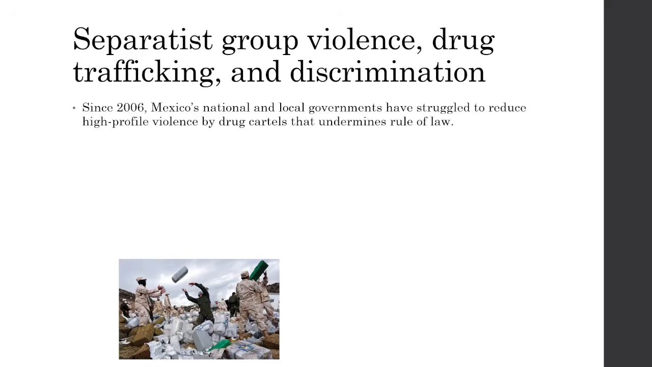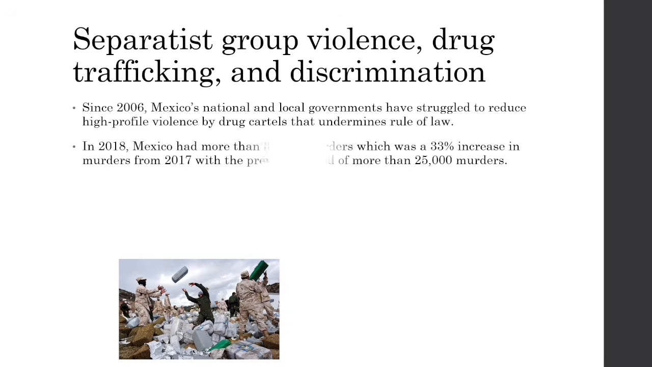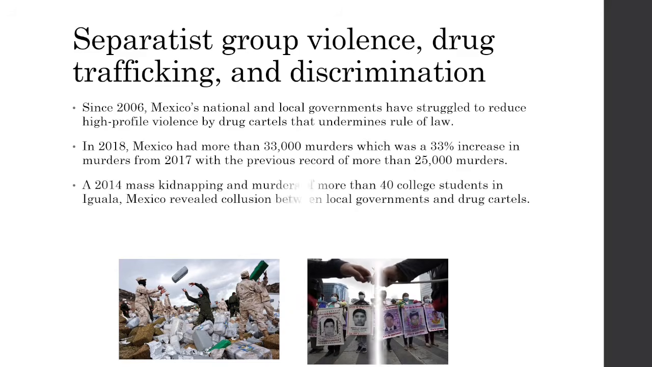And since 2006, Mexico's national and local governments have struggled to reduce high-profile violence caused by drug cartels that undermines the rule of law. Because if they can't get rid of these drug cartels, then people are like, oh, well, they're above the law. No, they're not technically above the law, but they're having a hard time enforcing the law with these cartels. They're so prominent. In 2018, they had 33,000 murders, which was a 33% increase from 2017. And these can be traced to cartels.